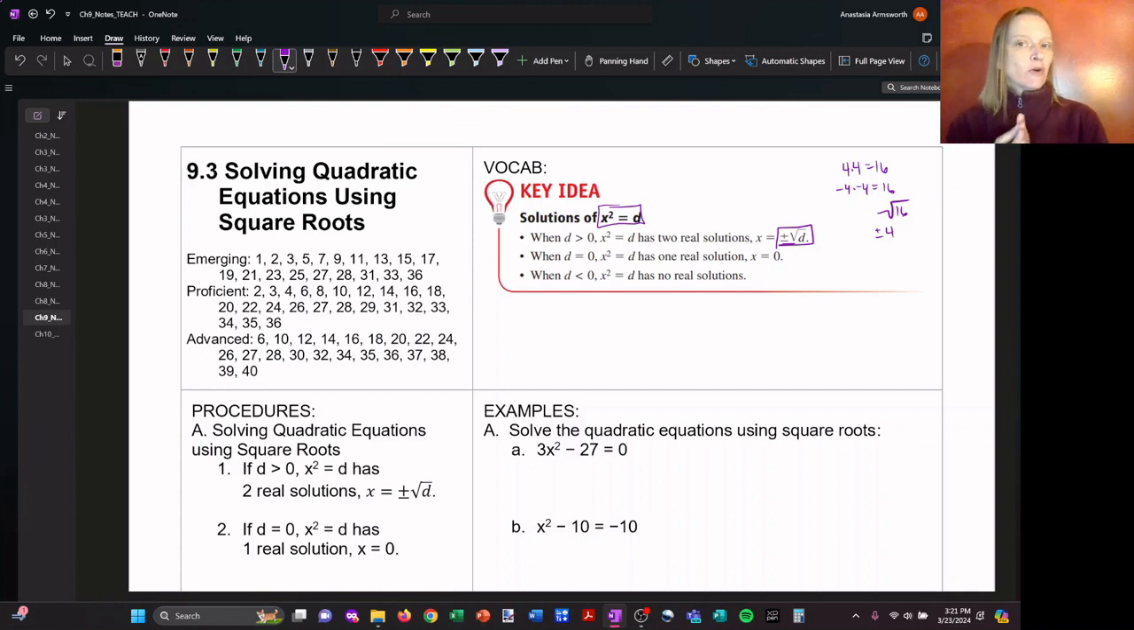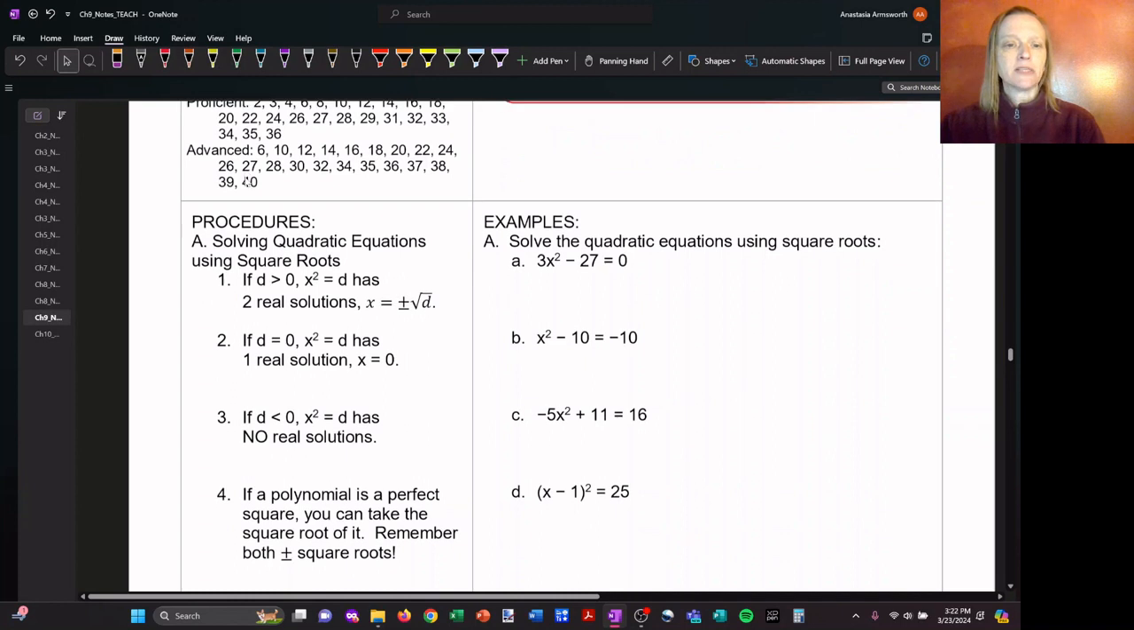So you can take the square root of both sides of the equation. And we will find that when d is greater than 0, this equation has two solutions, two values of x that solve the equation. If d equals 0, there's only going to be one real solution, x equals 0. If d is negative, if d is less than 0, then there are going to be no real solutions to the equation. You'll learn in Algebra 2 how to deal with those imaginary solutions, but for Algebra 1, we're just going to give the answer no real solutions. So let's look at some examples and how to deal with those.